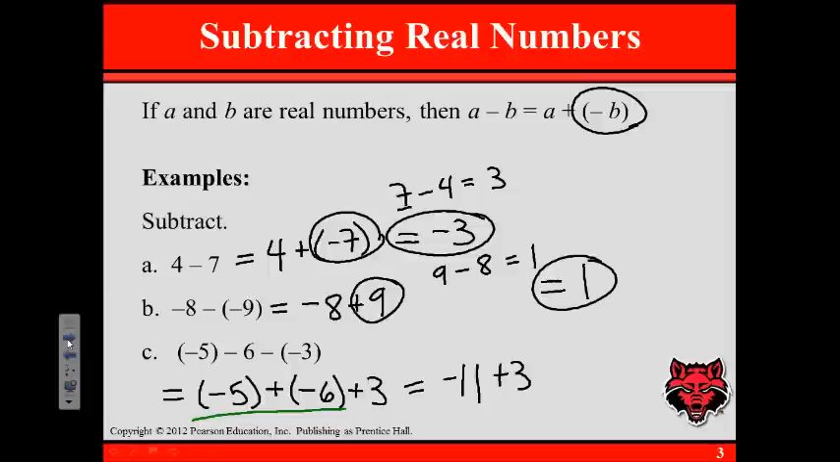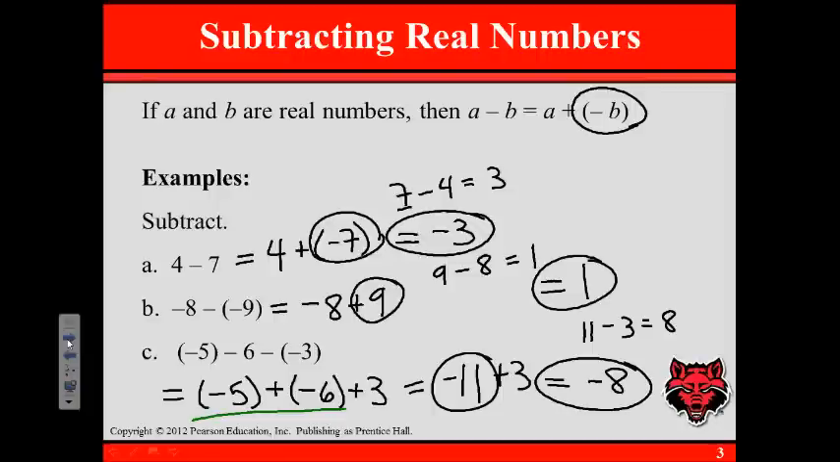To add negative 11 and 3, we first recognize that they have different signs. 11 is negative, 3 is positive. So we form a subtraction problem with the largest absolute value, 11, minus the smallest absolute value, 3. 11 minus 3 is 8. But positive 8 won't be the answer. We see that the largest absolute value came from negative 11. So we assign that negative sign to the answer. And our answer in this problem is negative 8.